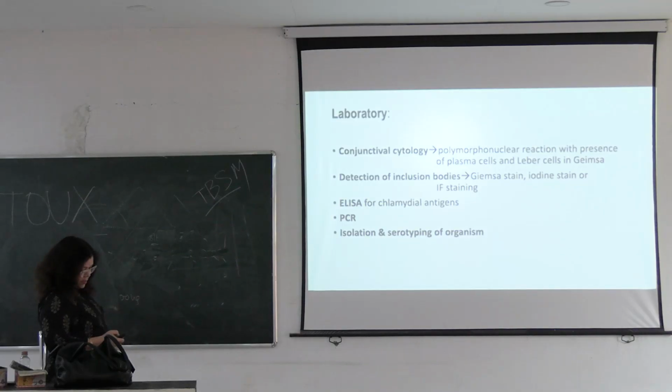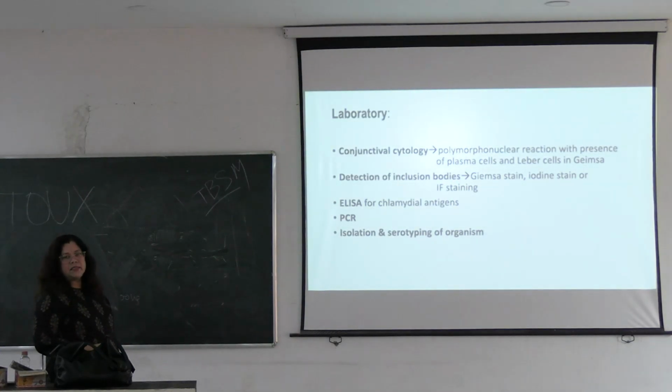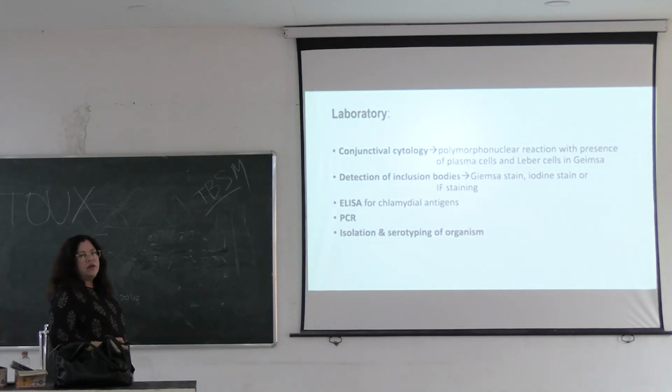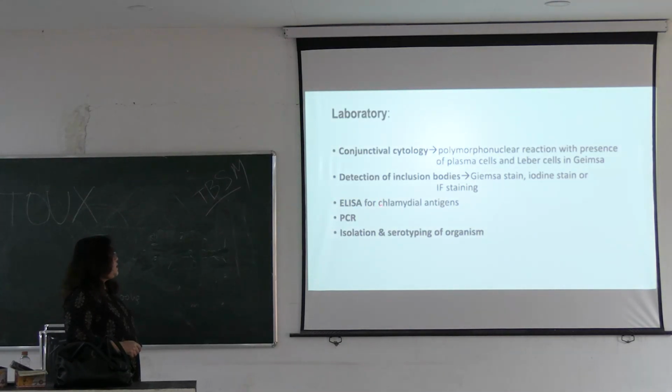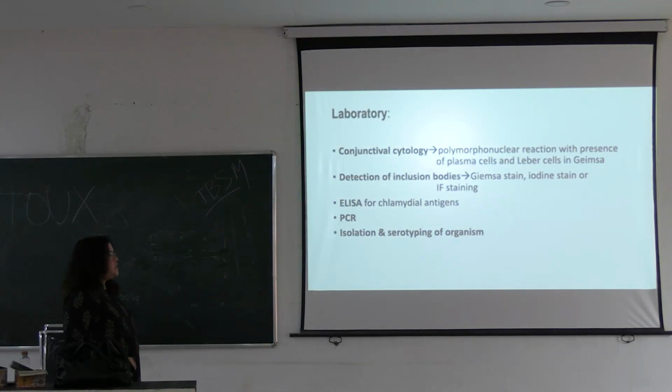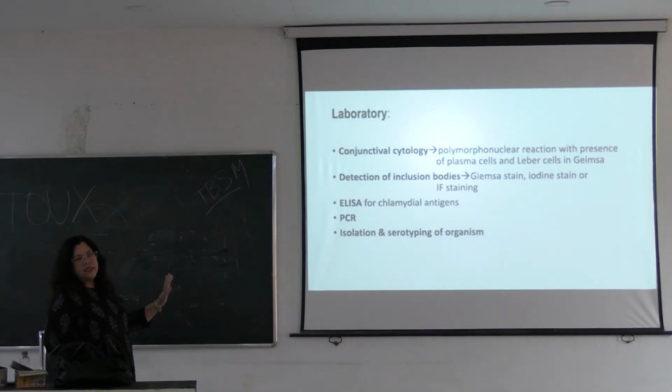Conjunctival cytology is done for the detection of inclusion bodies. Inclusion body is the infective form in case of trachoma. It is stained by Giemsa stain and iodine stain. ELISA test is used to assess the chlamydial antigens, then PCR, and isolation and serotyping of the organism. These are only for academic purpose.